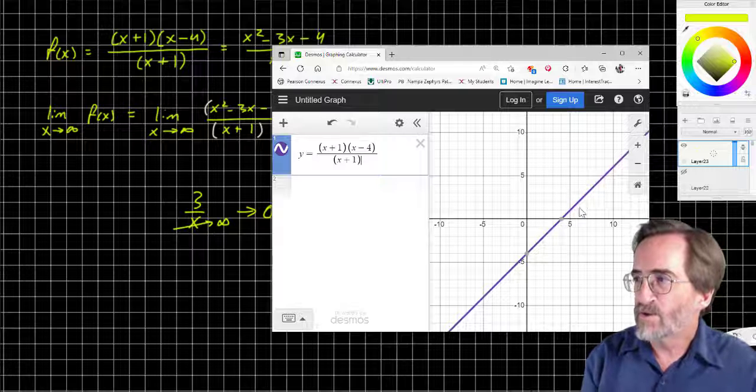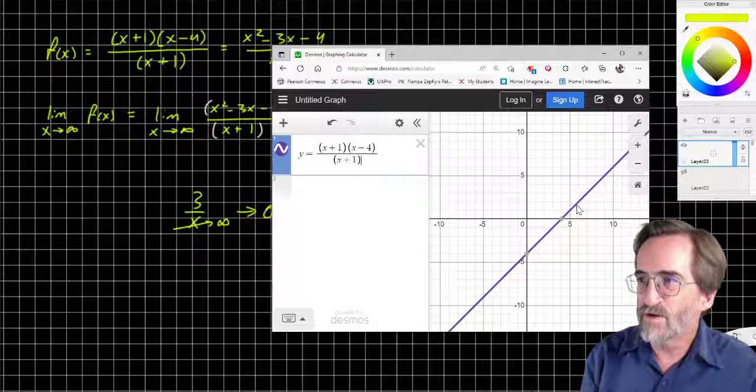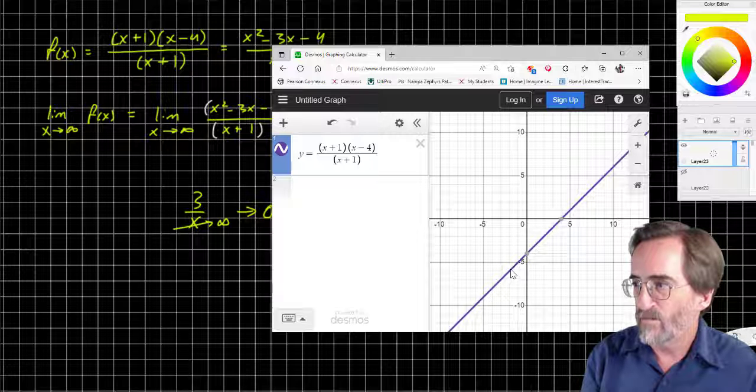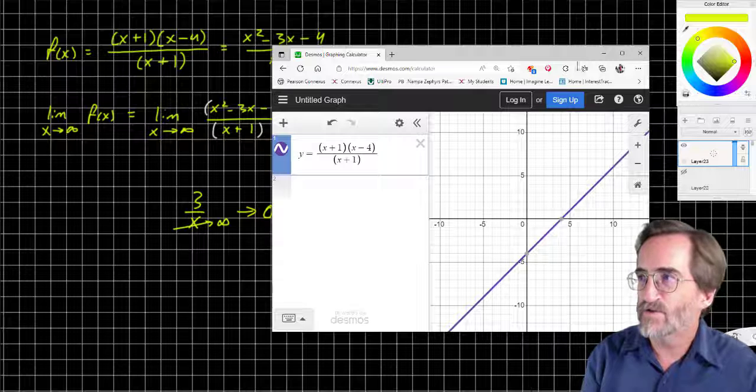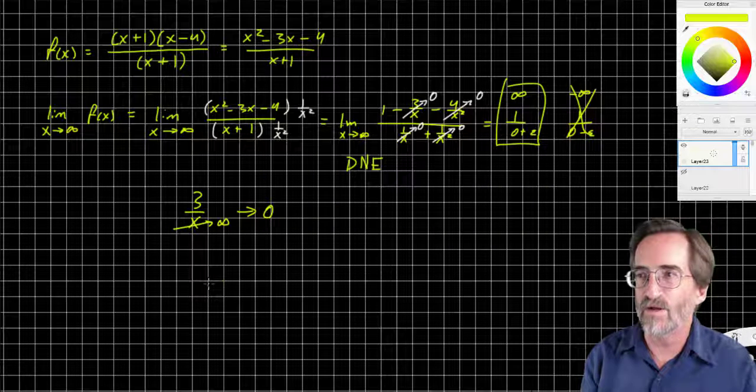And lo and behold, as we go off to infinity, this is a linear function, right? With actually a hole at -1, right about here, undefined. And it's a linear function. As we go off to the right, it goes off to positive infinity. As we go off to the left, it goes to negative infinity, right?